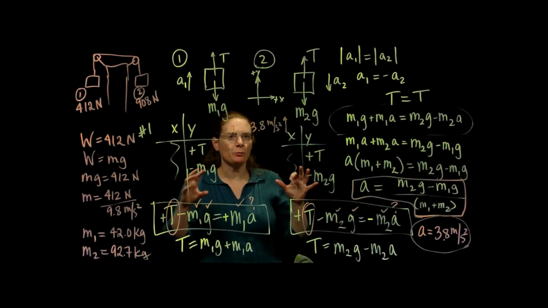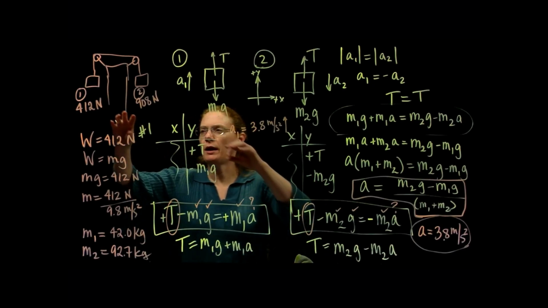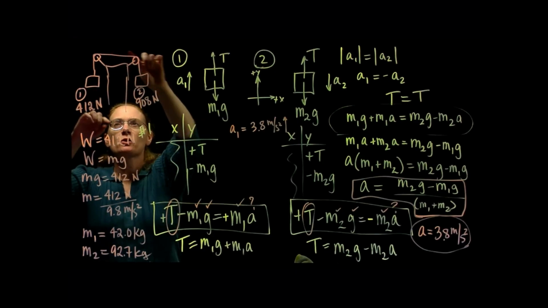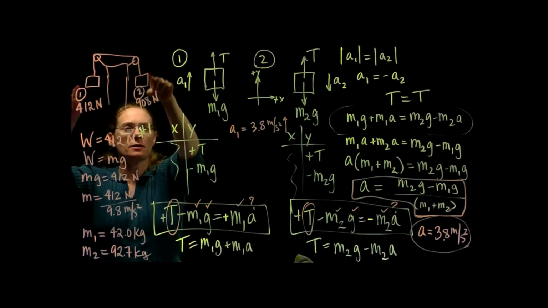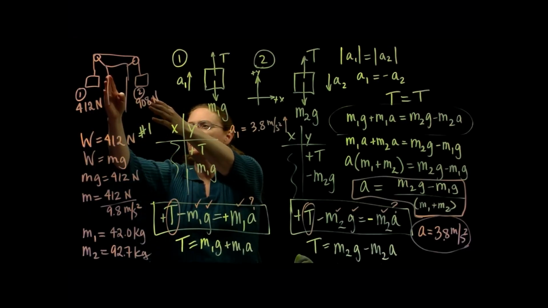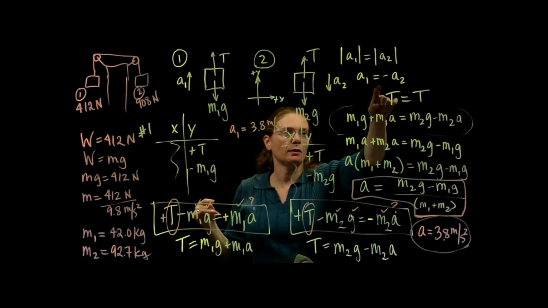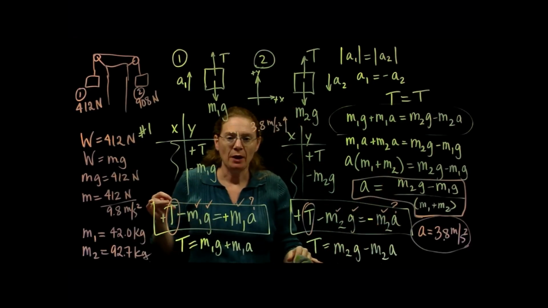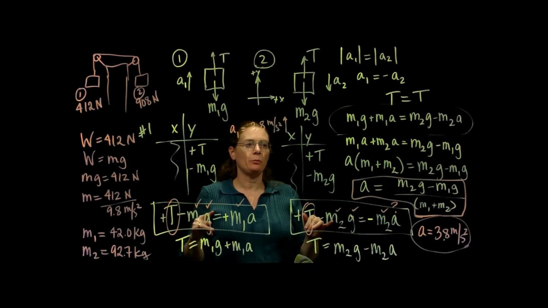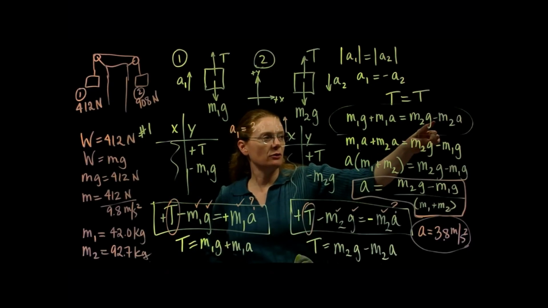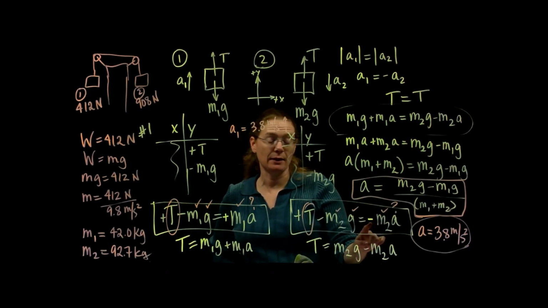So here's a two-object problem, and we have to take into account the connection between the two objects. This is a single string, a single rope, which means the tension has to be the same everywhere. And we have to take into account the difference in the direction of the acceleration in order to make this work. The most common mistake people make when they're doing these kind of problems is losing track of that negative, well, this negative right here.